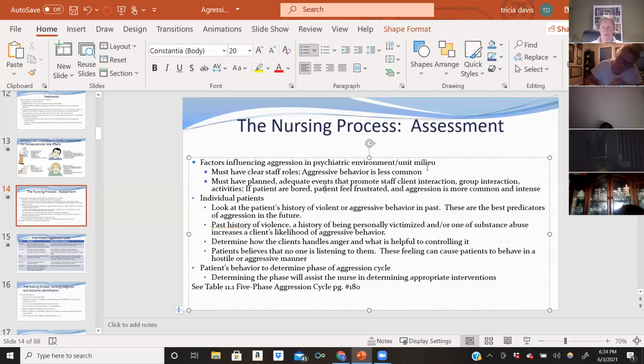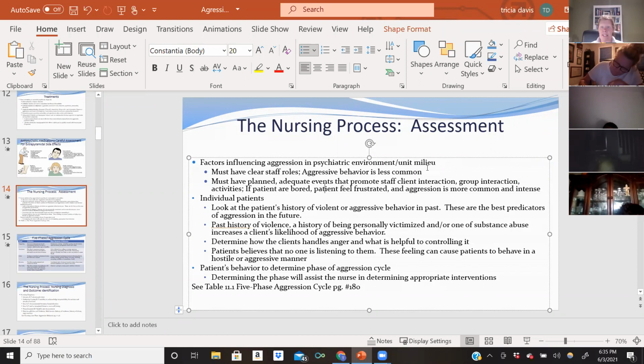So we want to make sure that we're keeping them engaged in certain activities. And then we want to look at patients individually. Each patient, especially in mental health, we have to look at individually because their background, their history, and the issues they're dealing with are going to be completely different. So we want to look at their past history. Do they have a history of violent or aggressive behavior in the past?